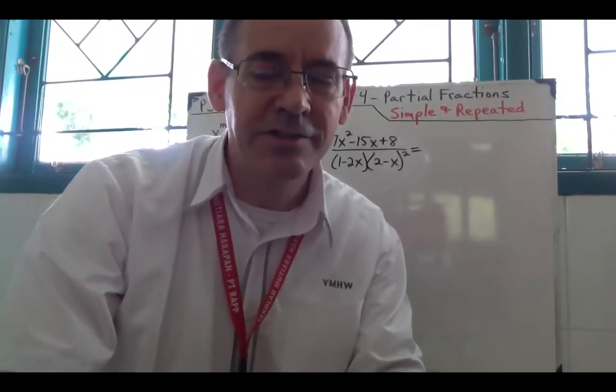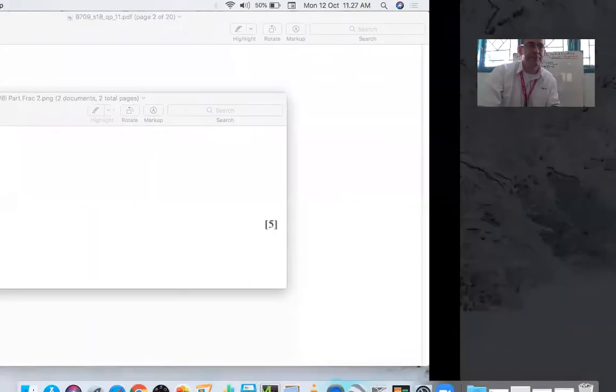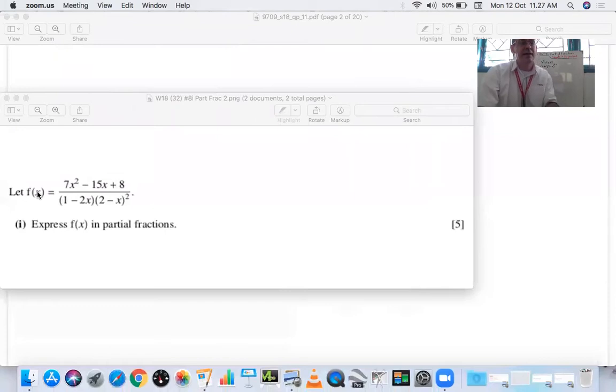Okay, here's our next question. Pull it up here real quick. And we see, let f of x equal 7x squared minus 15x plus 8 over 1 minus 2x times 2 minus x squared. Express f of x in partial fractions. So here we see it's 5 points. It's partial fractions. We now have a more complicated fraction than what we've had in the previous 2 examples.